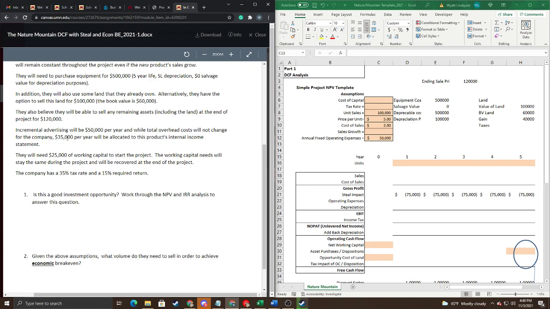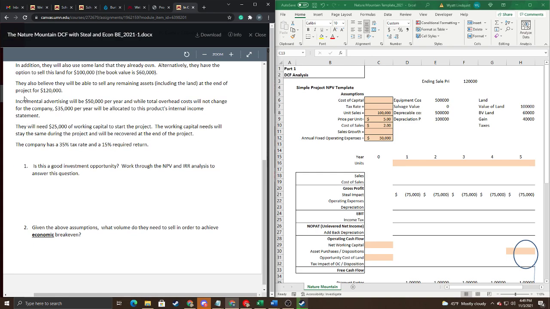However, just on their internal company reports, they will say that $35,000 a year of this overhead will go to this project. So we don't actually include this $35,000 a year because it's not incremental, while this $50,000 a year is incremental. So that's why we only include the $50,000.